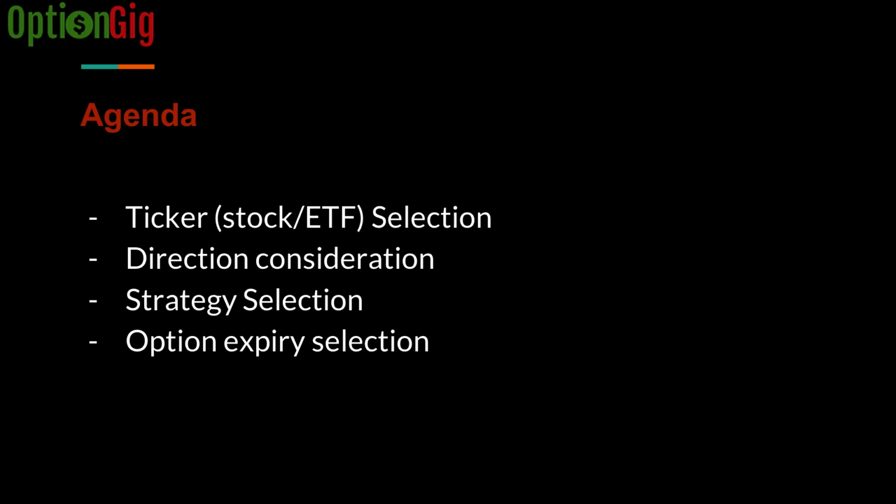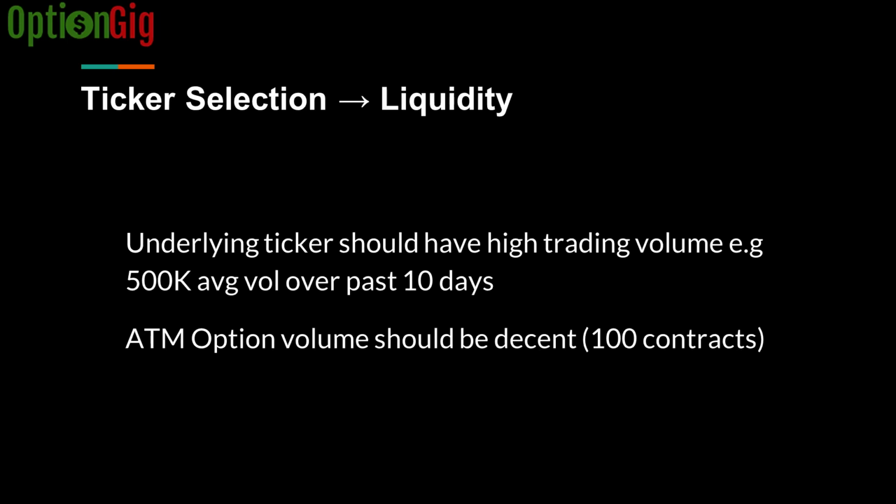Alright, first, ticker selection. We will look at various factors that impact the selection of a particular ticker. The most important factor is liquidity. When you're looking at various tickers for doing an option trade, look at the tickers which have high trading volume. I'm taking a ballpark of 500,000 average stock volume over the past 10 days. Why do we want this? If there is enough volume on a particular stock, it means there are many parties interested in trading that stock. So such stocks are difficult to manipulate. Hence, there is less chance that the stock will make unpredictable movements.